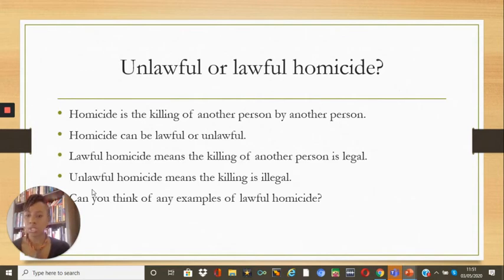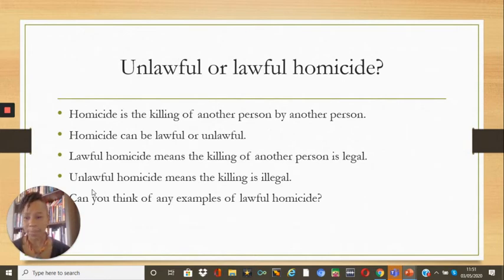And I already explained to you what the difference between unlawful or lawful homicide is, but I will go into it just a little bit again, just to remind you. So homicide is the killing of another person by another person, and homicide can be lawful or unlawful. Lawful homicide means the killing of another person, which is legal. And we have some examples of that we're going to talk about in a minute. But unlawful homicide means that the killing of this other person is illegal, so it's not allowed by law.